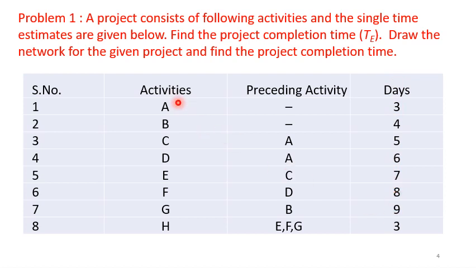For example, activity A will be a start activity because there is no preceding activity, and the expected time of completion of activity A is 3 days. Similarly, activity B also doesn't have any preceding activity, and its expected completion time is 4 days. Similarly, you can see here C has A as its preceding activity, that is, C can start only when A is complete. Similarly, D can start only when A is complete.